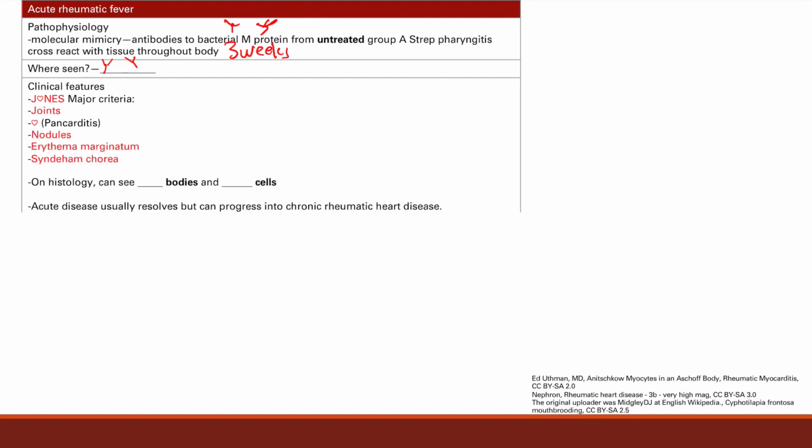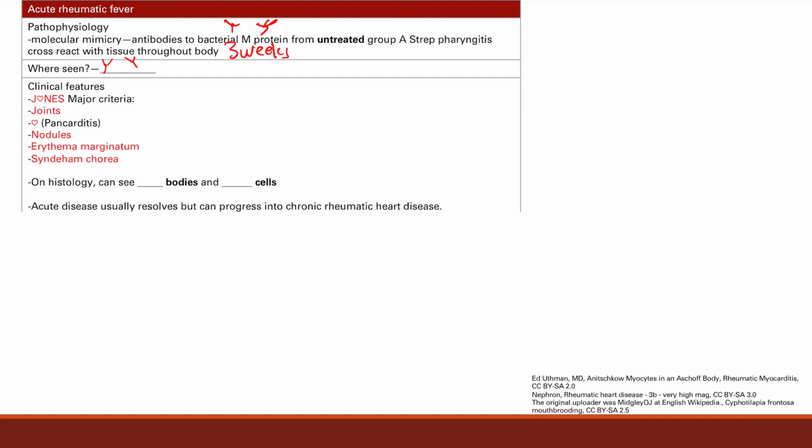Now, what are the symptoms of acute rheumatic fever? Remember, this is an autoimmune process against all the tissues around the body. So the symptoms are going to be the Jones criteria. And if you can remember them, try to remember them now. Jones, J stands for joints. So this is a migrating polyarthritis.